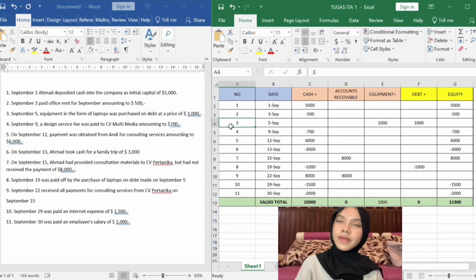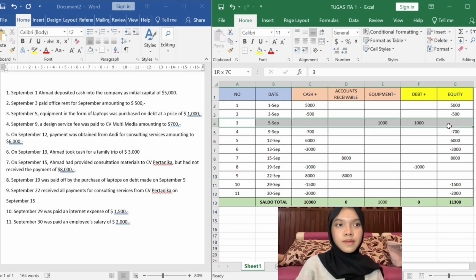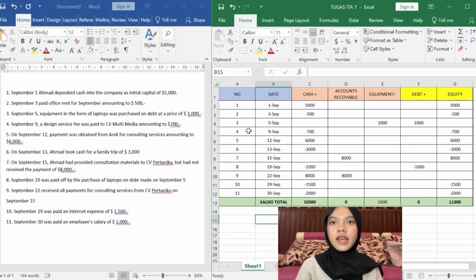3. On September 5, equipment in the form of laptops was purchased on debt at a price of $1,000. The $1,000 adds into the equipment and debt table because it says that the laptop was purchased on debt.